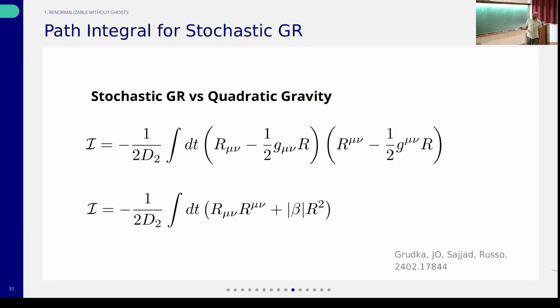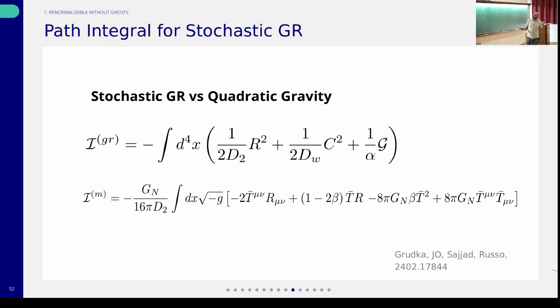So here's the action. You're contracting R with itself, and you have these higher curvature terms. You can write it like this, where you have an R squared term, the Weyl curvature squared term, and a Gauss-Bonnet term. And this is the new coupling constant in the theory, and it is dimensionless and runs.